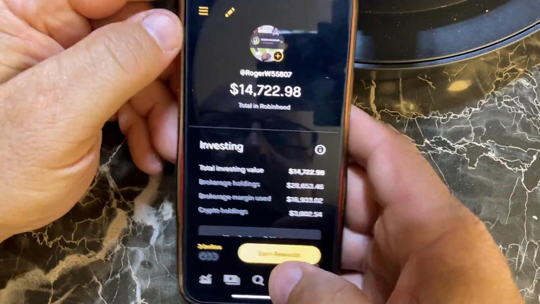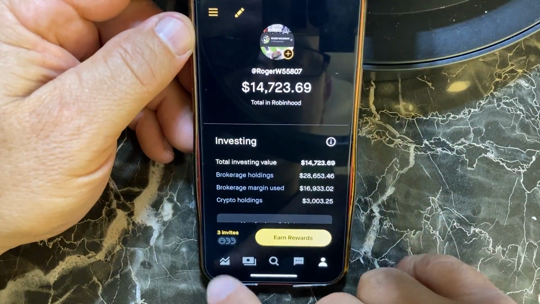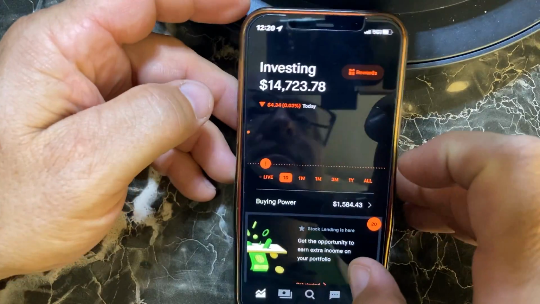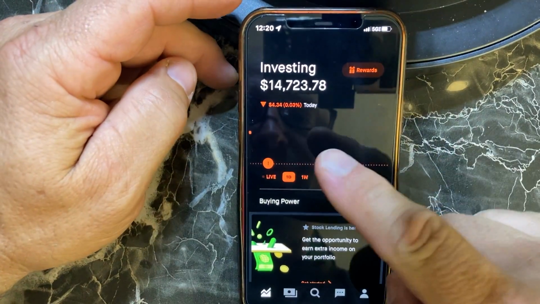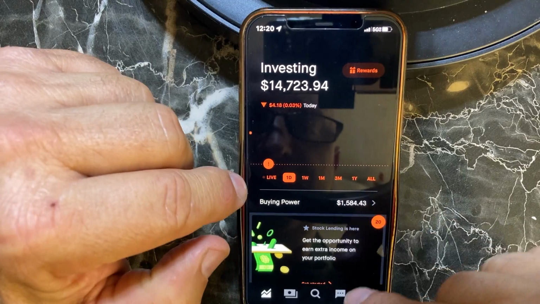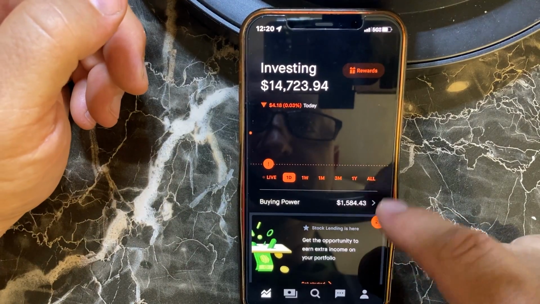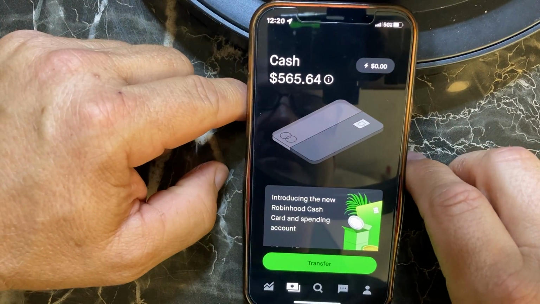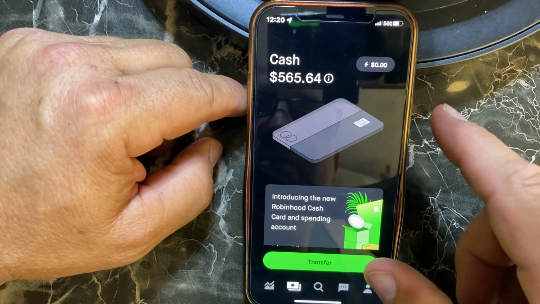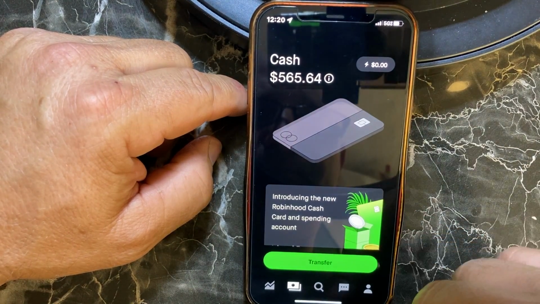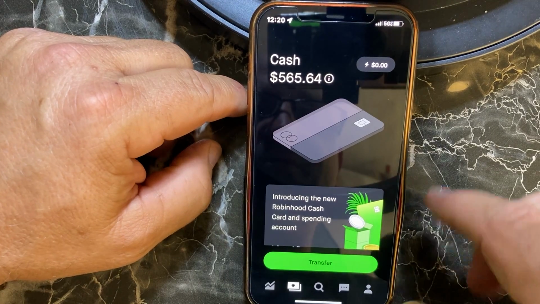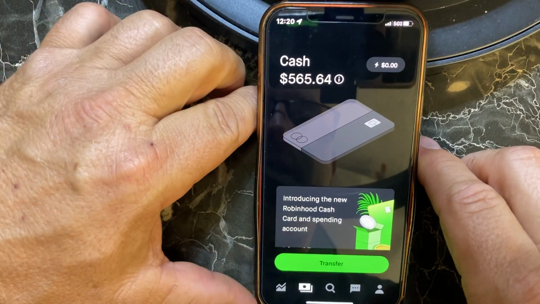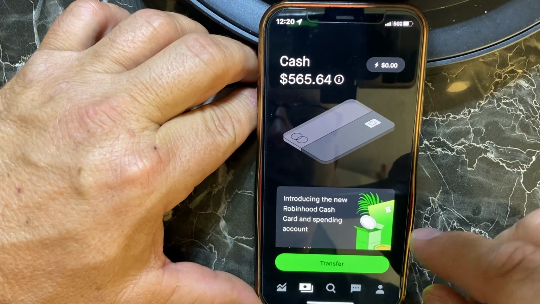So first you've got to log in. Once you log in, you can go to investing, and then you can go to your portfolio. There is your cash on hand. That's basically cash that you can invest.